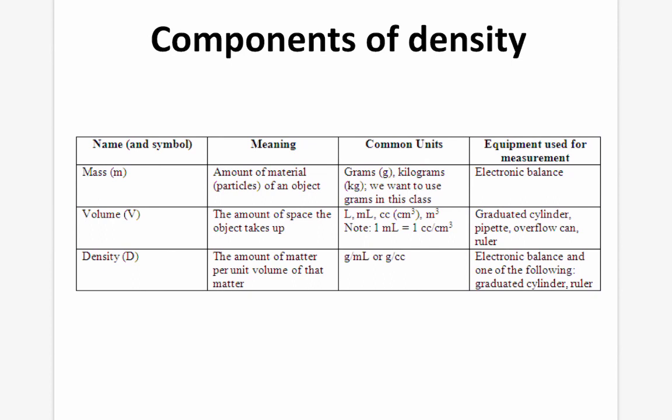Now we have components of density, which we've already talked about. We have mass, we have volume, and we have density. Mass is described as the amount of material of an object. We measure it in grams, kilograms, and we're generally going to use a balance to figure this out. Volume is the amount of space the object takes up, and density is the amount of matter per volume. And we're going to measure that in a mass unit over a volume unit. So, for instance, grams over milliliters, or grams over cubic centimeters, or grams over liters, etc.